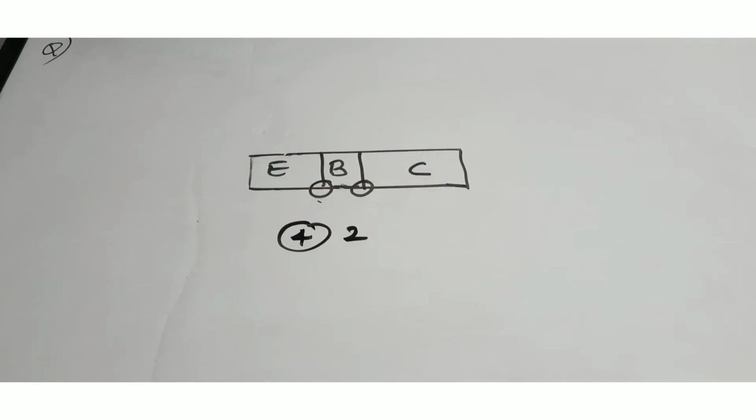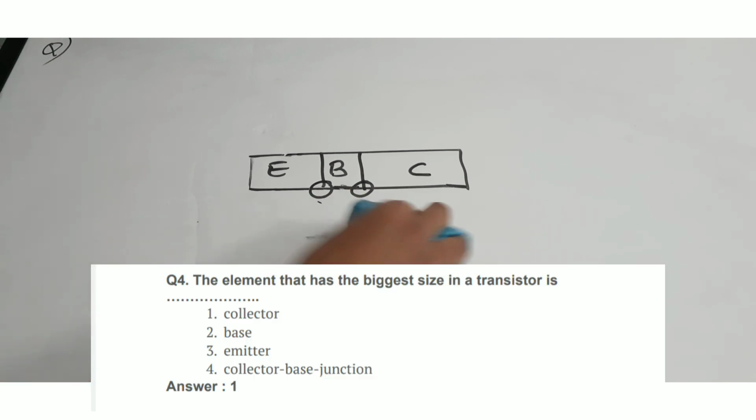The next question is again from the configuration or the structure of a transistor itself. The element that has the biggest size in a transistor is dash. The options are 1 collector, 2 base, 3 emitter, 4 collector base junction.